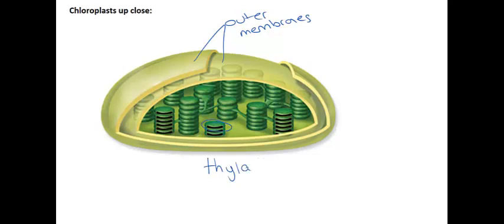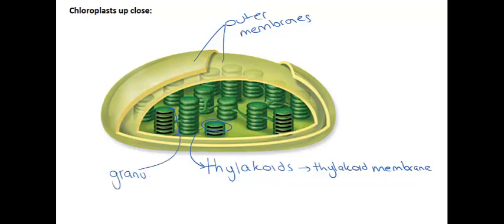Inside the chloroplast are thylakoids. Thylakoids are little hollow, coin-like shapes made up of the thylakoid membrane. These thylakoids stack up to form a granum. Each chloroplast contains multiple grana which are connected with more thylakoid membranes, as you can see here.